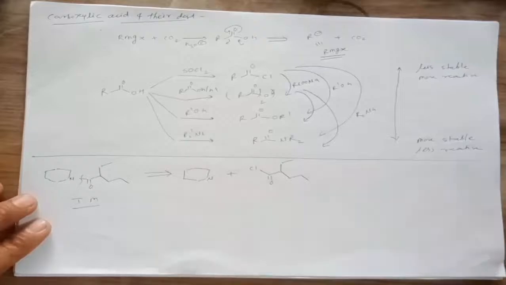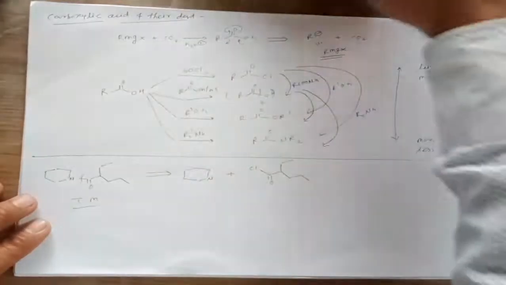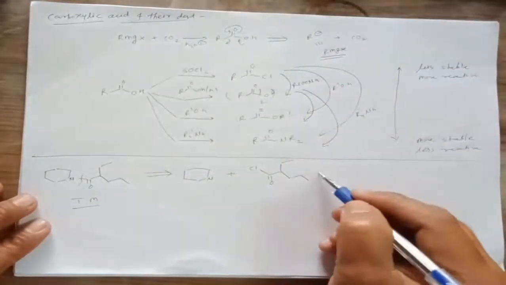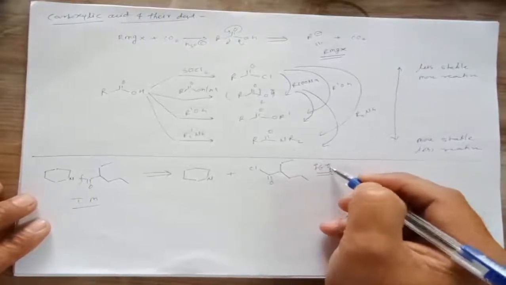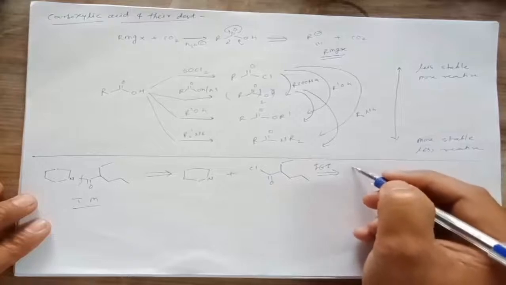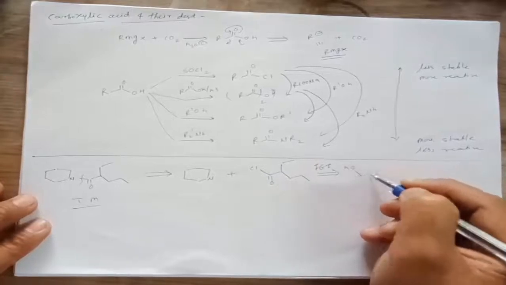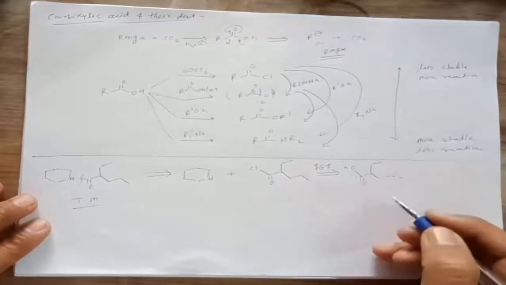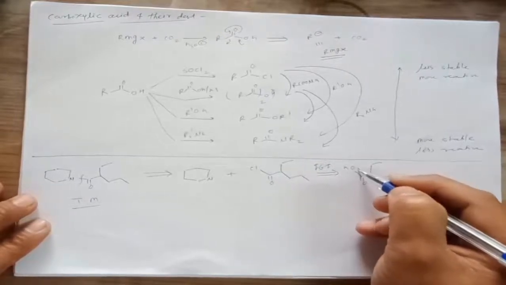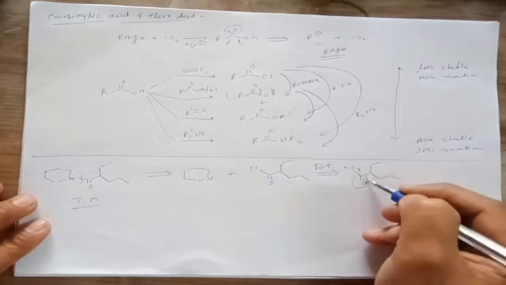So this piperidine is easily available, and this molecule can be converted by functional group interconversion. That means instead of acyl chloride we can take the acid, and it gives a compound like this. Then we know that this acid can be easily synthesized by using a Grignard reagent.